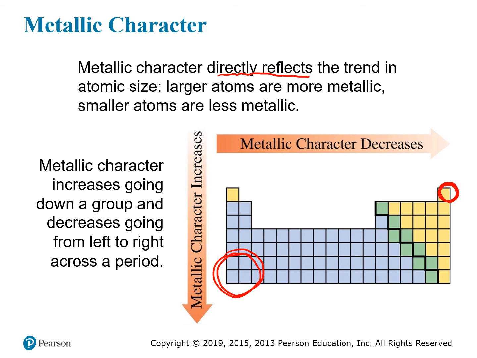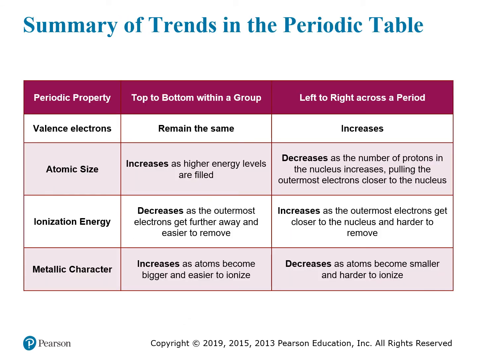So these are three properties that are very closely related, and they're very important for understanding how atoms interact with one another, especially when we deal with ionic compounds. This table summarizes those trends, so you can just use this as a reference. The atomic size increases going top to bottom and decreases going left to right. The ionization energy decreases top to bottom and increases left to right. The metallic character increases top to bottom and decreases left to right.